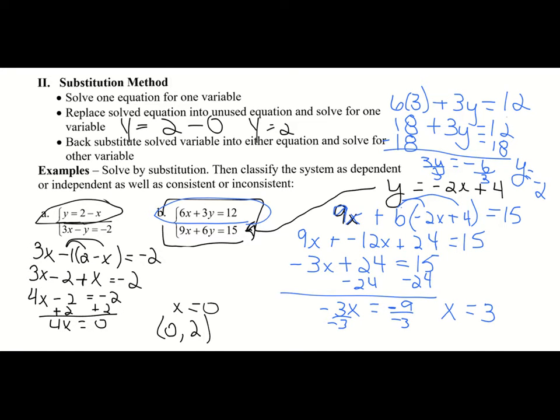So our solution to this system, which I know my work is kind of crazy and all over the place, is x was 3, so it's going to be 3, and y was negative 2. So our answers are 3, negative 2.